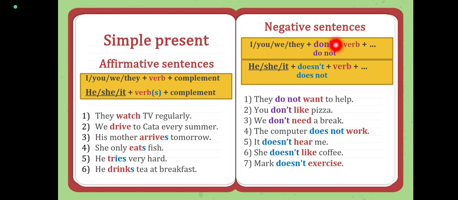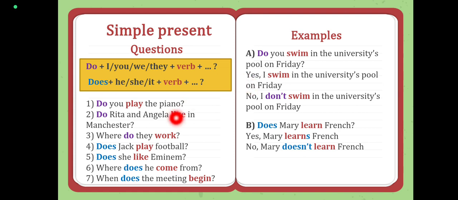Now, with negative sentences and questions, we use don't and doesn't. And after that, we use the verb in the basic form of the infinitive. For example, they do not want or it doesn't hear. For questions, remember it is the same, but we use the auxiliary in first position. Do you have any questions?